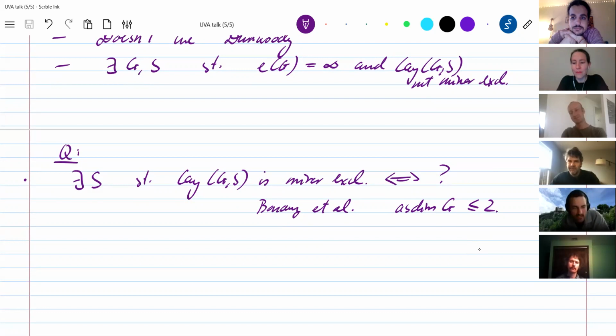Yeah, I have a question. So can we say something interesting about virtually abelian groups and minor exclusion? Virtually abelian groups. It's probably too broad a question.